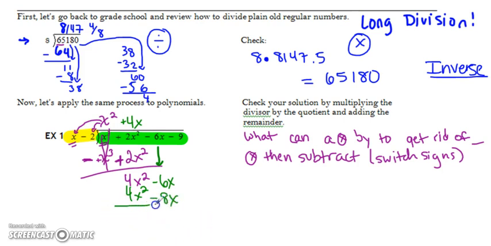And then I am going to multiply, then subtract, switch the signs. So this becomes negative, and this becomes positive, all right? So that cancels, and I'm left with 2x minus 9, because I took this 9 and dragged it down. All right, so how do I get rid of 2x when I have an x? Well, I'm going to multiply by 2.